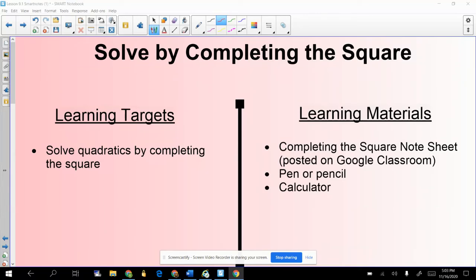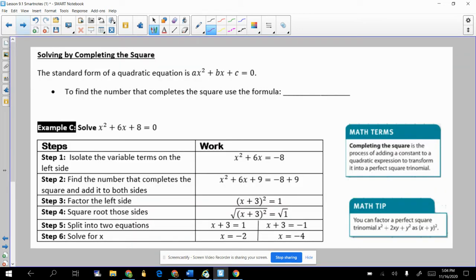Hi guys, today we're going to talk about another way to solve that is called completing the square. So you will need your completing the square note sheet, which is posted on Google Classroom with the said puzzle. You'll want a pen or a pencil and your calculator. We are going to solve quadratics by completing the square. So let's talk a little bit about what that means.